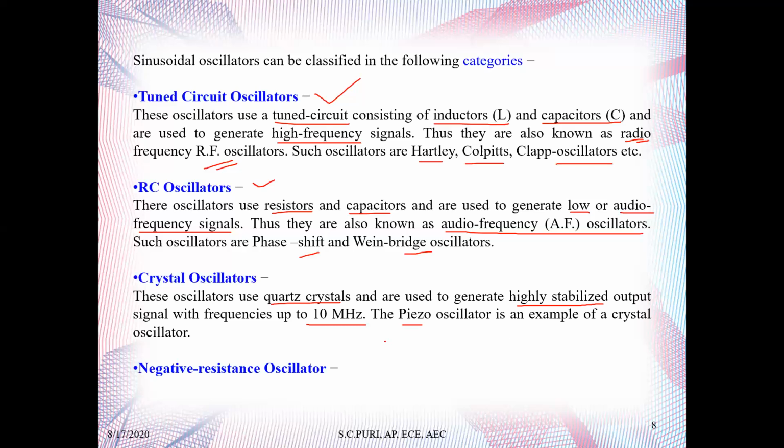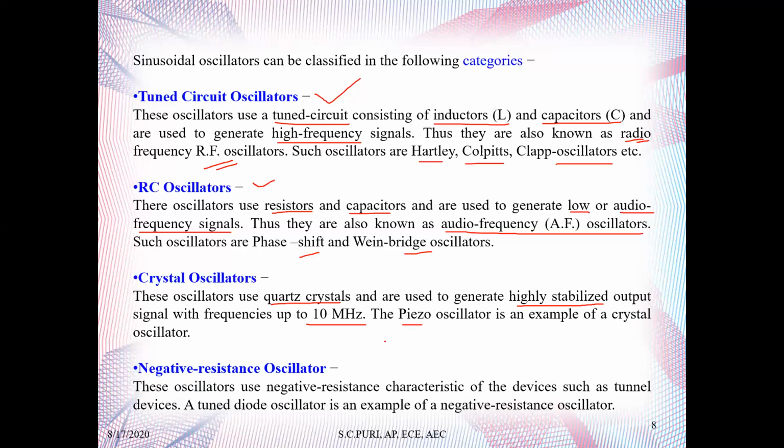Now coming to the negative resistance oscillator. These oscillators use the negative resistance characteristic of devices such as tunnel devices. So tunnel diodes are there. It's not in the syllabus, just to take note of that. A tunnel diode oscillator is an example of a negative resistance oscillator.